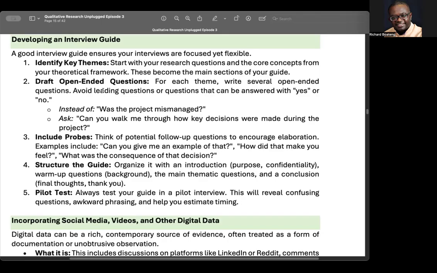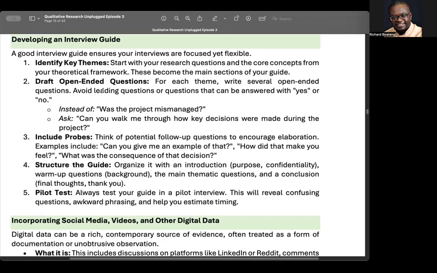Critically, avoid leading questions or questions that can be answered with a simple yes or no. Instead of, was the project management poor? Ask, can you walk me through how key decisions were made during the project? See the difference? Yeah, one invites a story, the other invites a judgment.